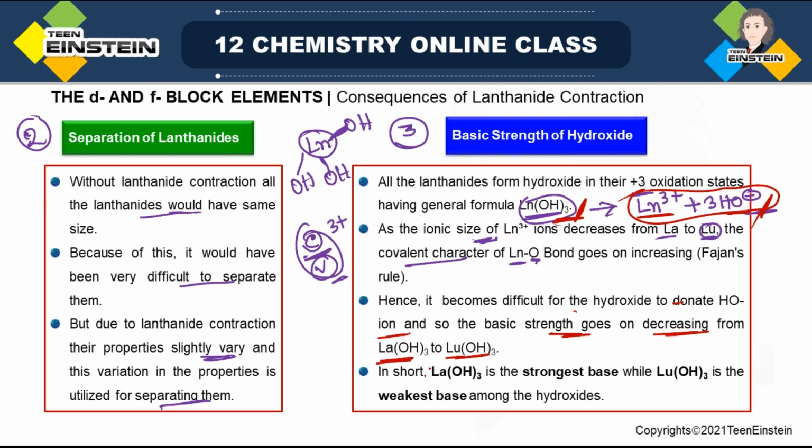This is the extreme right hand side, and La is the extreme left hand side. So what is the final conclusion? As we move in the 4f series from left hand side to right hand side, basic strength will decrease. That is the reason La(OH)3, the first member's hydroxide, has maximum basicity, but the last member's hydroxide has minimum basicity. This is how basic strength changes, and the reason behind it is lanthanide contraction.